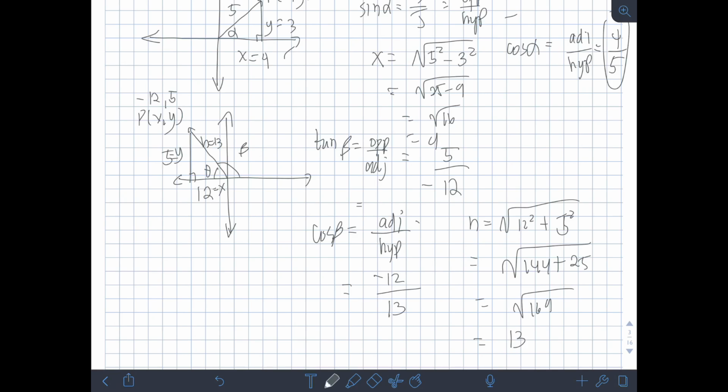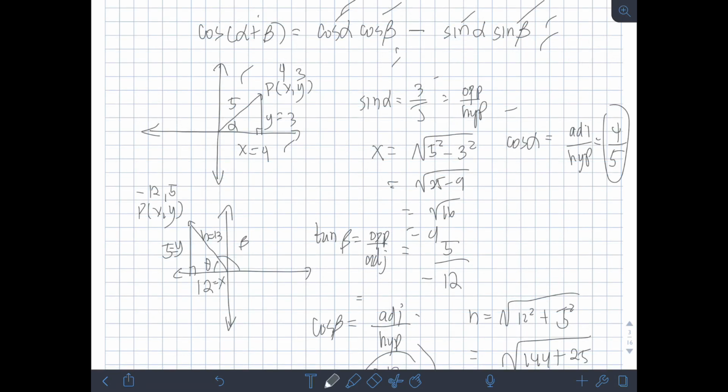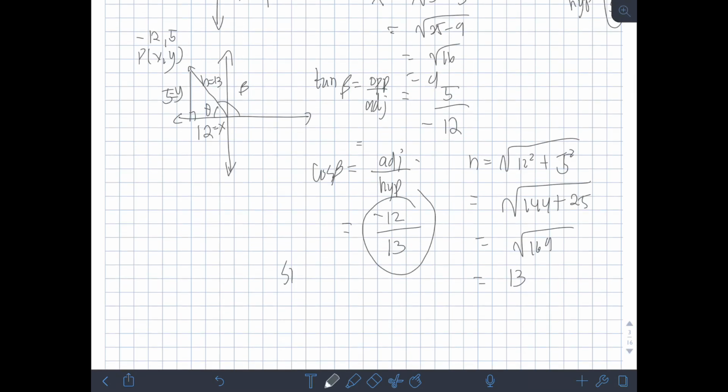So, cosine beta is negative 12 over 13. Tapos, last yung sine beta. So, sine beta naman is equal to opposite over hypotenuse. So, ano yung opposite dito sa reference angle natin for beta na theta? Positive 5 over yung hypotenuse na 13. So, therefore, we have sine beta as 5 over 13.